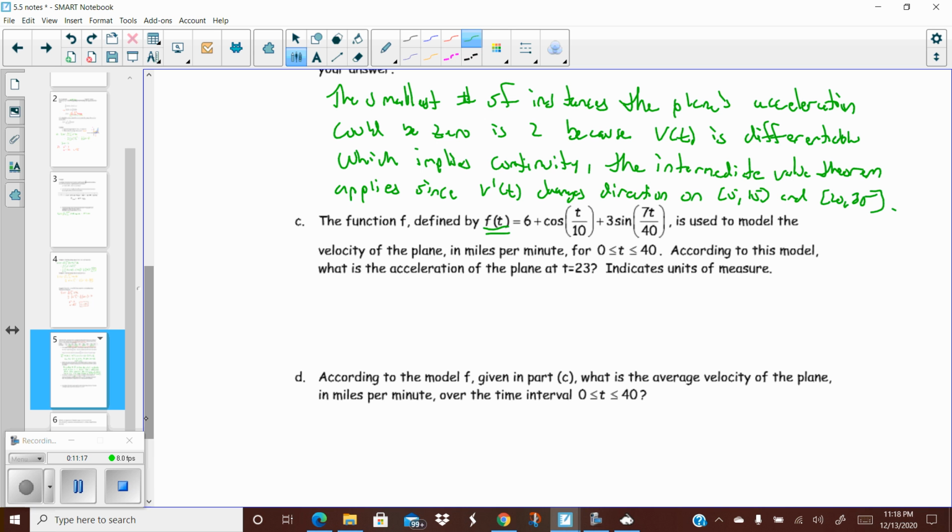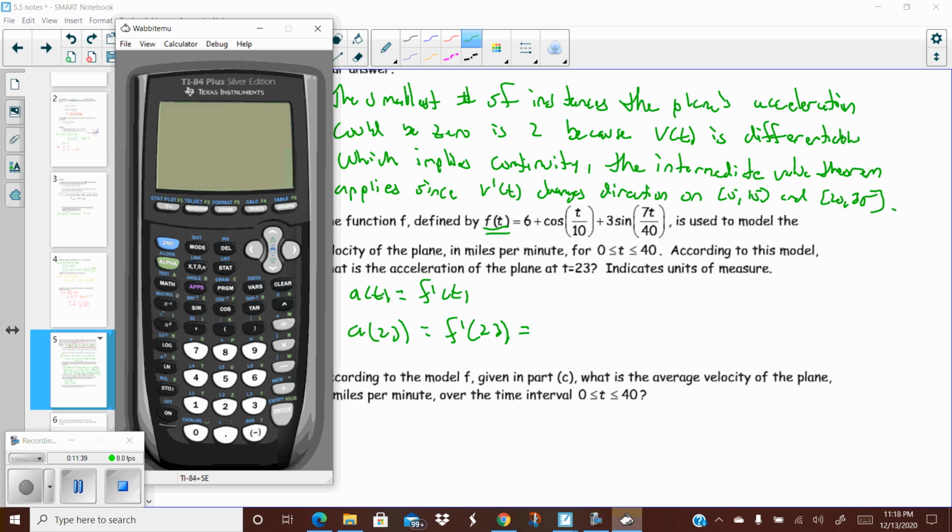So you can obviously take this derivative by hand, but since it's a calculator problem, why? So we're going to say the acceleration is equal to the derivative of f, and so therefore the acceleration at 23 is equal to the derivative of f at 23, which we can just plug into our calculator since our calculators can do this for us. So let's see here. I want to do a math 8, because that's a derivative. We'll do it with respect to x, even though it says t here, but we'll just use x's, doesn't matter.